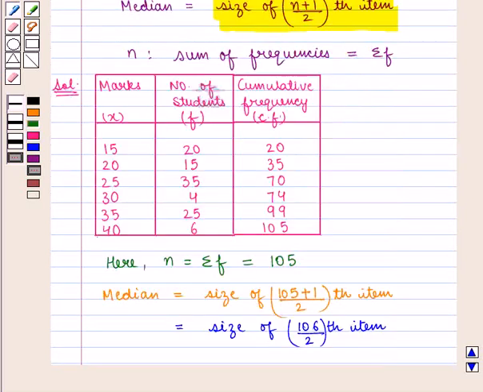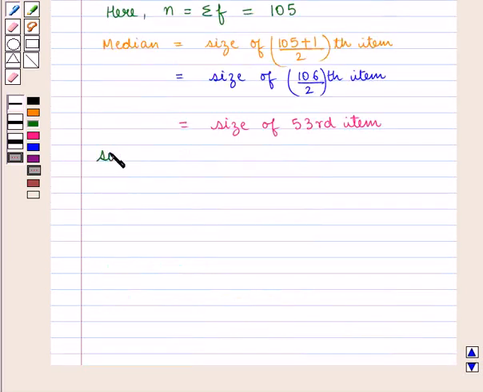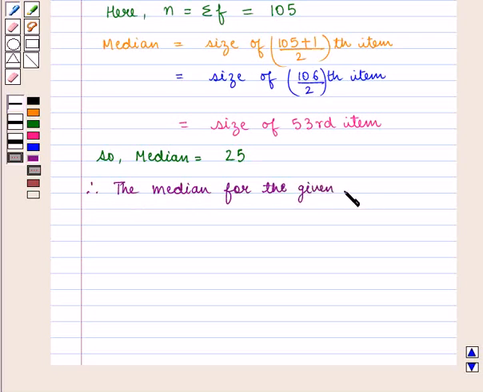Now the cumulative frequency just greater than 53 is 70 with the corresponding x value as 25. So, median is given by the size of 53rd item, that is equal to 25. Therefore, the median for the given series is 25, which is the required answer.